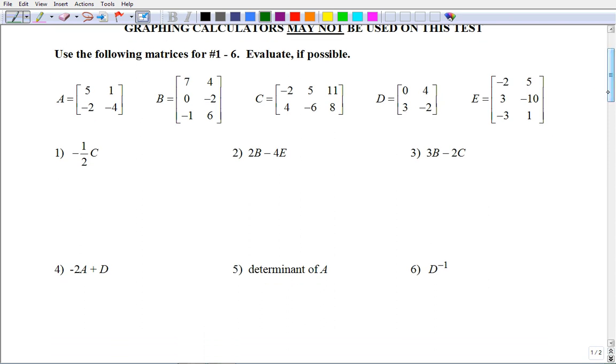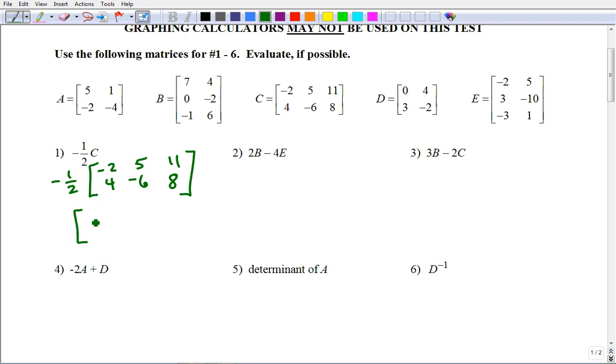So on number 1, we have -1/2 c. That means we just have a scalar here, so we just take c and multiply it times -1/2. So we're going to take -1/2 times c. We have -2, 4, 5, -6, 11, and 8. And when we multiply each of those things by -1/2, you're just distributing to each one.